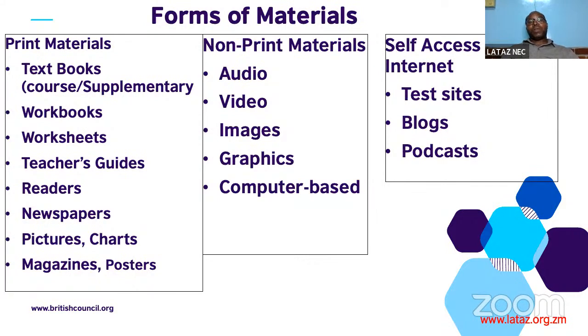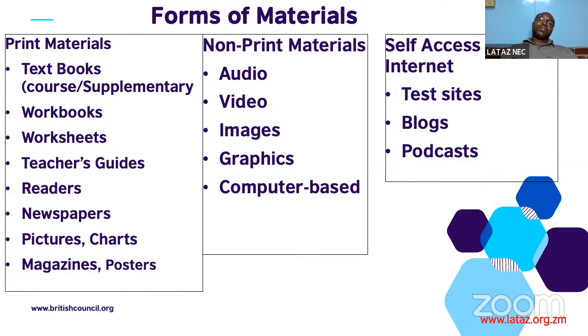Forms of materials. So we have the print form, the non-print form, and then the self-access. The print forms are the textbooks, the ones we use, the worksheets, the workbooks, the teacher's guides, the readers, newspapers, pictures, charts, and so on. These are the printed versions of materials. In the non-print form, materials include the audios, the videos, the digital images, the graphics, and the computer-based materials like tests and so on.